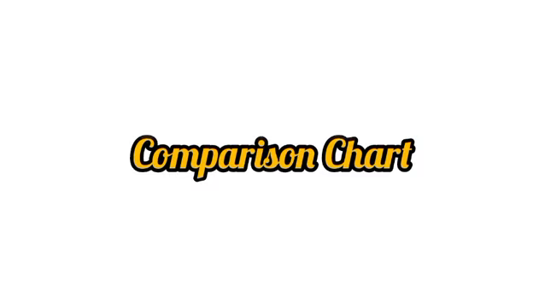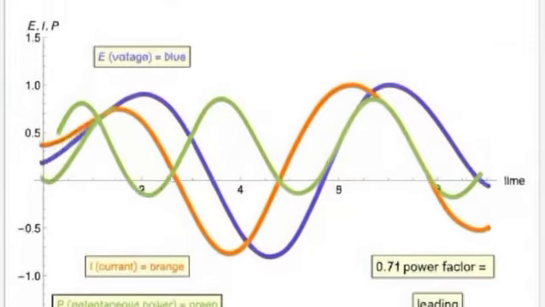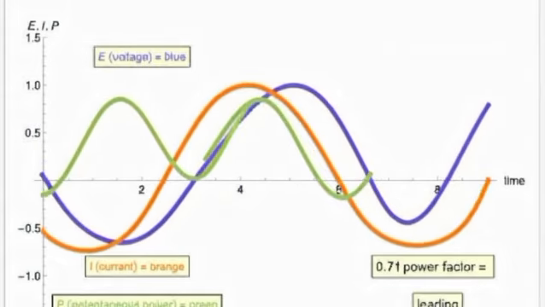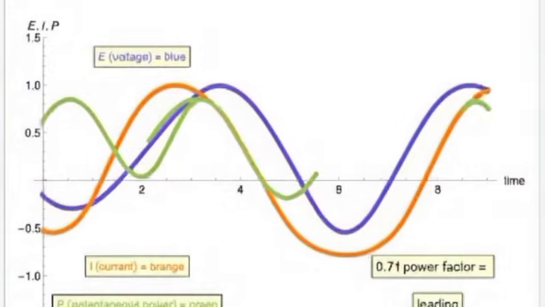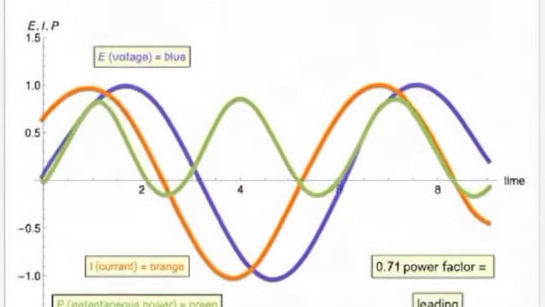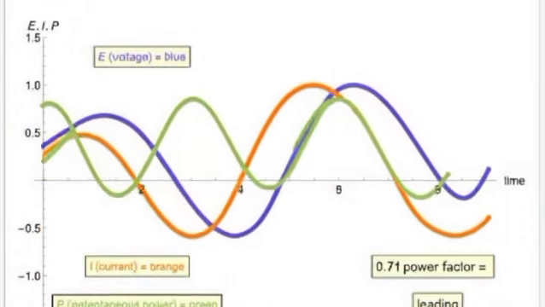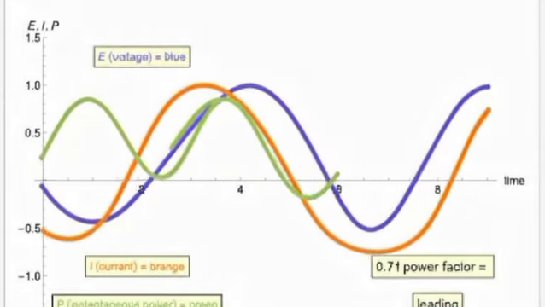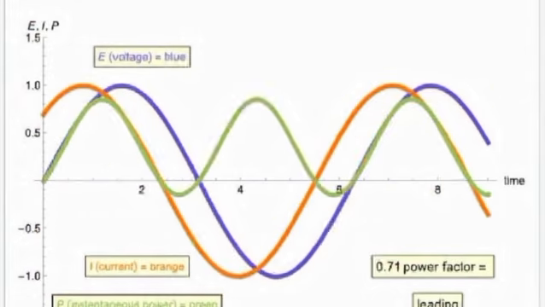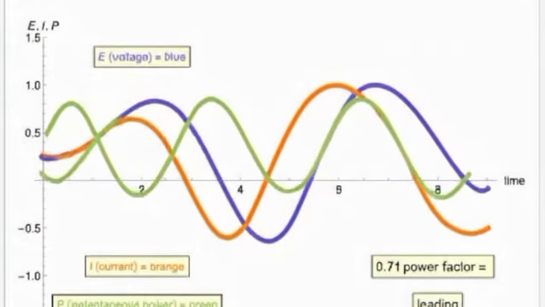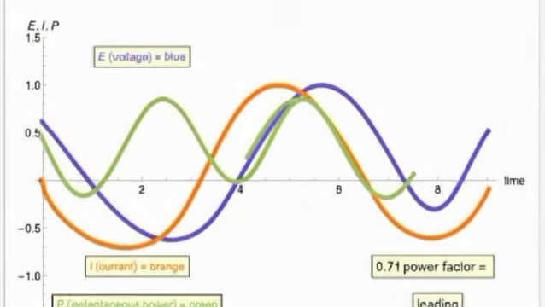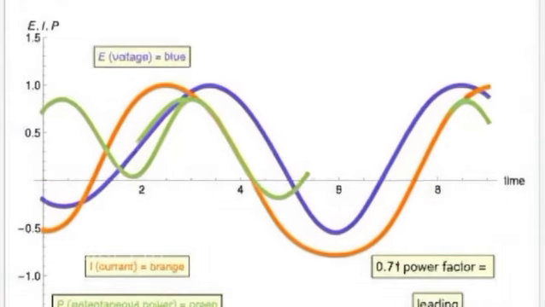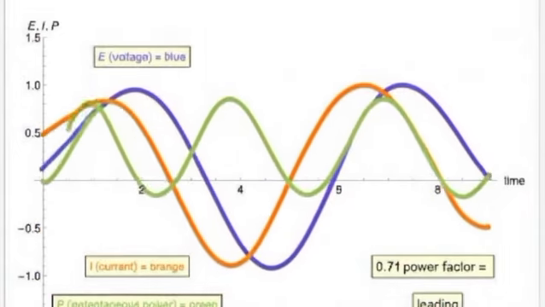Comparison chart. Basis for comparison: Basic. Leading power factor: the load current leads the supply voltage by a certain phase angle. Lagging power factor: there is a phase difference between voltage and current where load current lags the supply voltage. Basis for comparison: nature of load in electrical circuit. Leading power factor, capacitive. Lagging power factor, inductive.